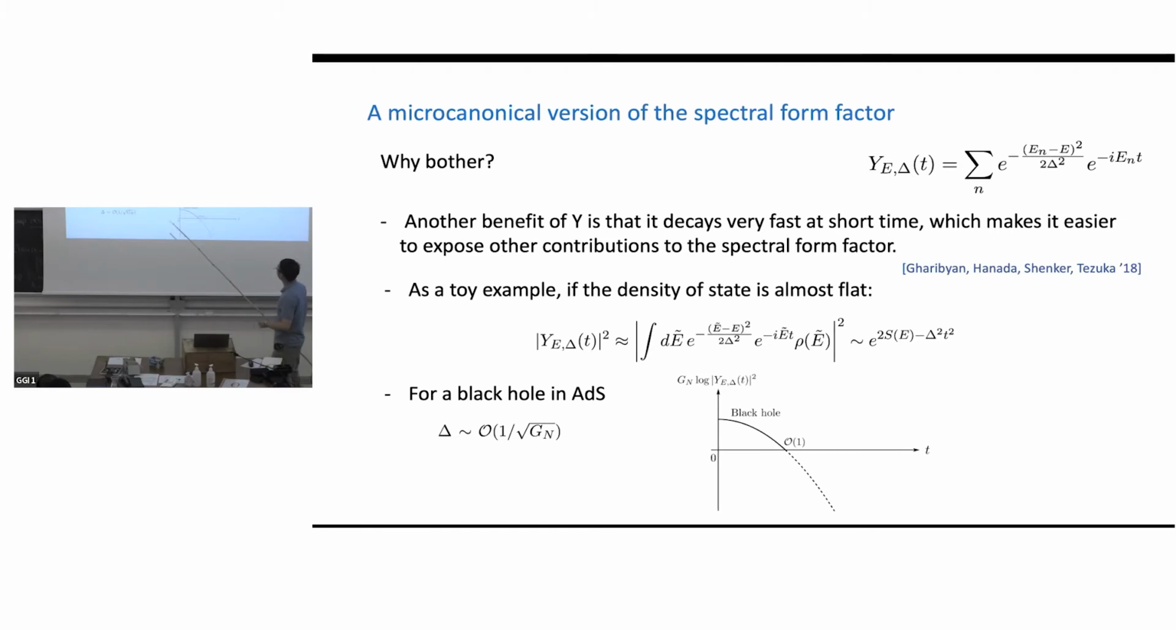The one thing here is that if you take the delta to be larger, as you see from this formula in this toy example, it decays faster. So it makes it easier to expose other contributions. Yeah. So if you make delta small, the initial decay will be slow, then you might not see other stuff that you are interested in. Okay. So it's just a trick. It's not something that really important physically. It's a trick to expose other contributions.